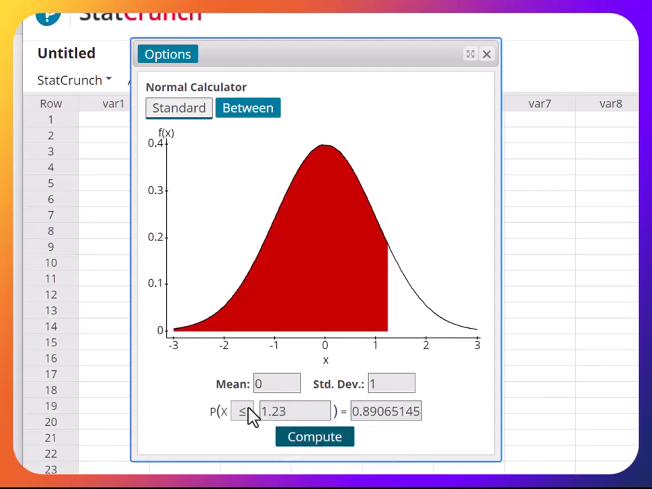And hit compute. And here you go. So the answer is 0.8907, let's say, four decimal places. Not only did you get the answer, but you have a visual of what we're asking for. So a probability, guys, means an area under the curve, under the normal curve. And look, this is 1.23 right here. This is the area to the left, and it's about 89%.